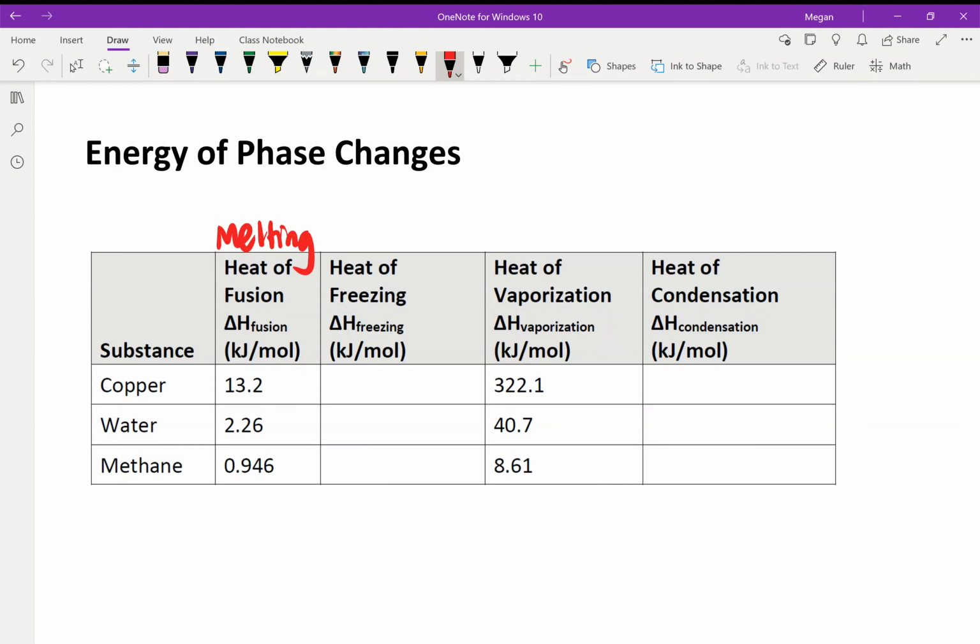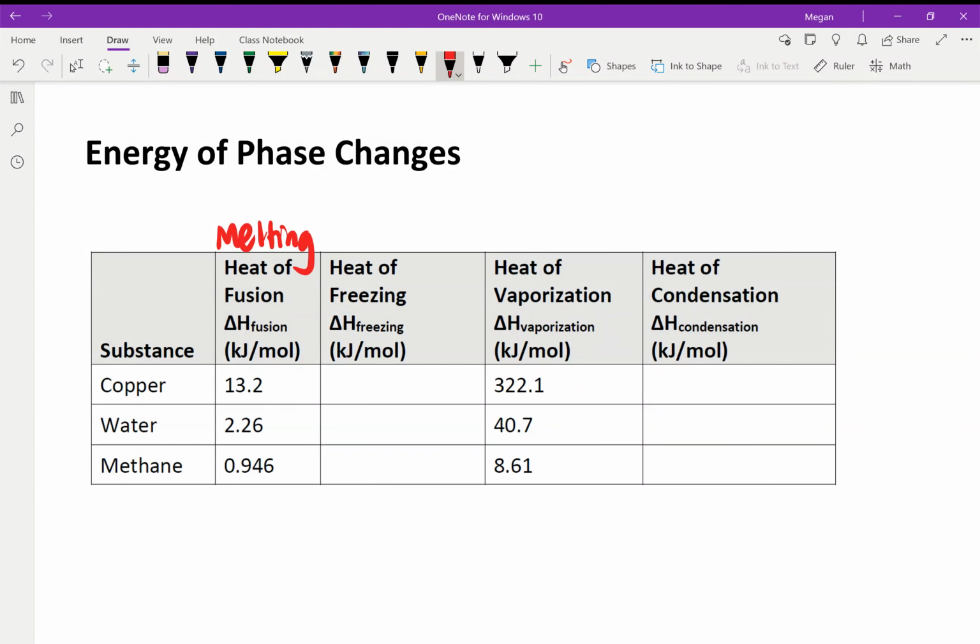But if you note here, their heat of vaporization values are much larger than their respective heat of fusion values because vaporization, turning a liquid into a gas, requires breaking all attractions between the particles. And that's why all of these substances have a higher heat of vaporization value than their heat of fusion value. Because in fusion, you're breaking some attractions, but in vaporization, you're breaking all attractions, which is going to require a lot more energy. The counterpart of vaporization is condensation, turning a gas into a liquid.